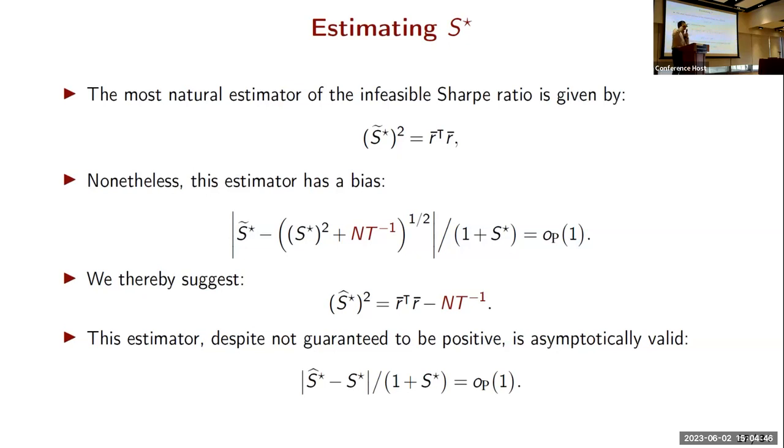Because our strategy gives you the optimal feasible Sharpe ratio, right? This slide is the optimal infeasible Sharpe ratio. To estimate that, we will have a bias. But this is actually well known and easy to address.